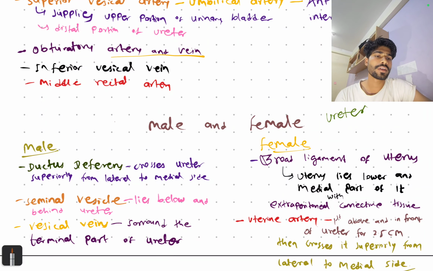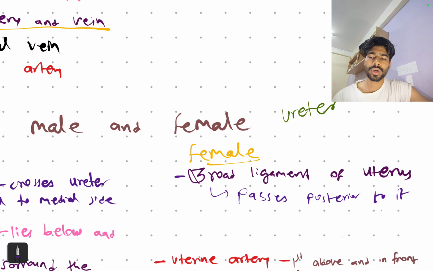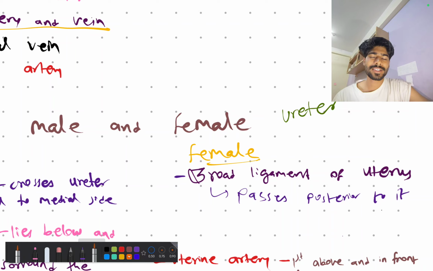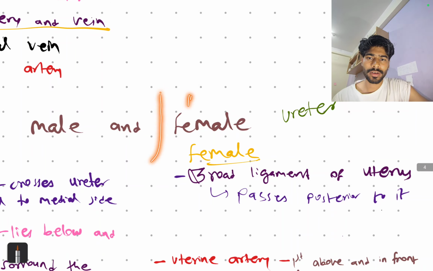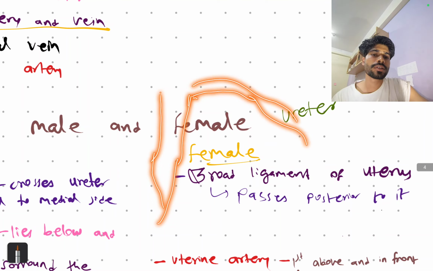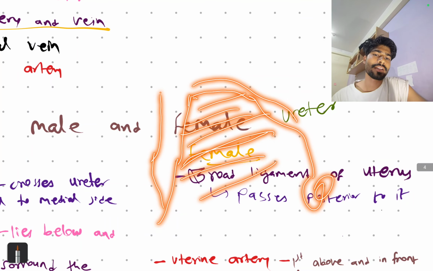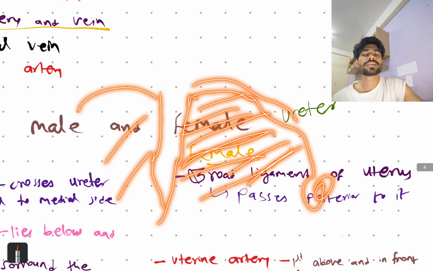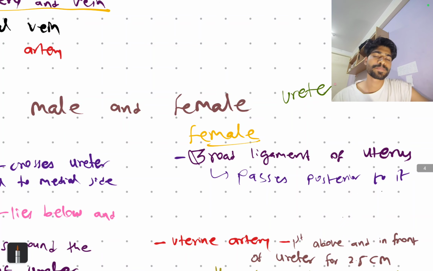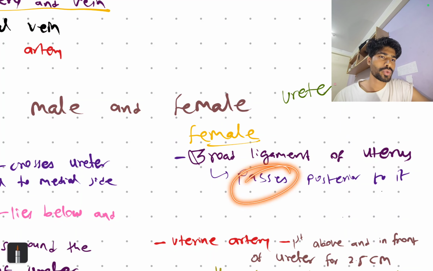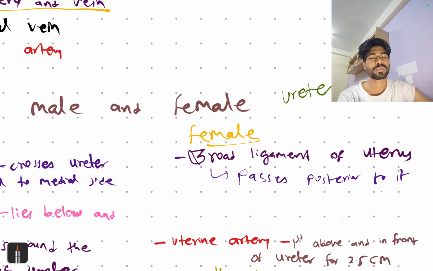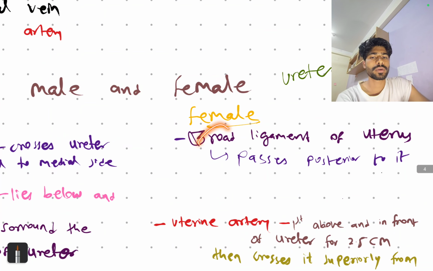Then in females, there is the broad ligament of the uterus. What is it actually? See, this is the uterus, and then there is the fallopian tube, and then the ovary. There is a ligament beside the uterus, and this ligament is called the broad ligament of the uterus. The ureter just passes posterior to it, and about 2.5 centimeters. It also crosses the cervix posteriorly. This is one of the major relations.